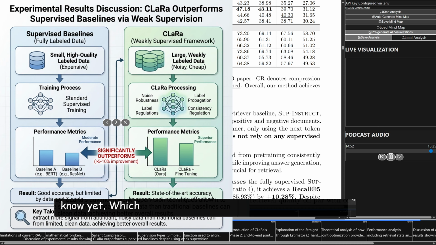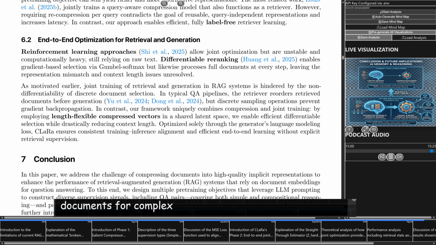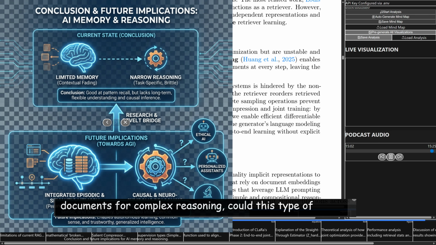Which raises a really fascinating final thought for you to take away. If these continuous compressed representations are this effective at distilling raw documents for complex reasoning, could this type of latent, dense representation fundamentally replace large amounts of raw text storage and processing in future AI systems? A shift from simply storing information to storing the potential for reasoning. Could knowledge access become truly instantaneous, with an AI's memory optimized not for storage but for meaning and reasoning enablement? A deep thought to leave you with.